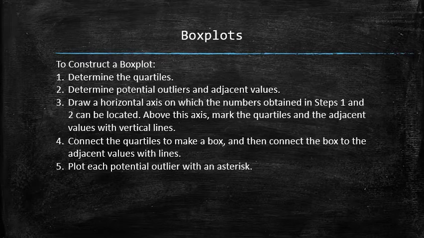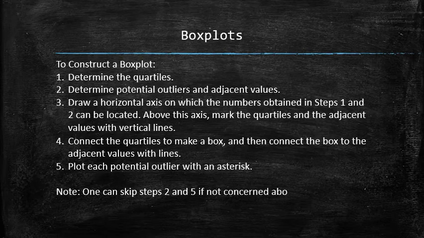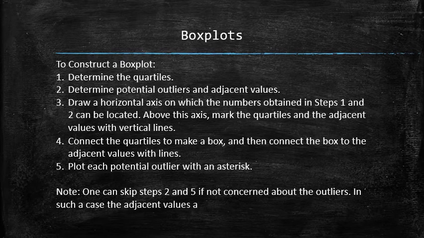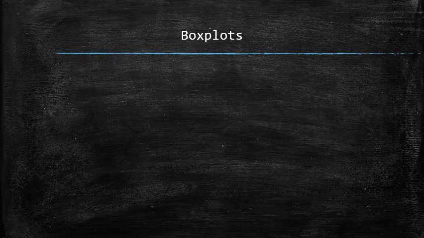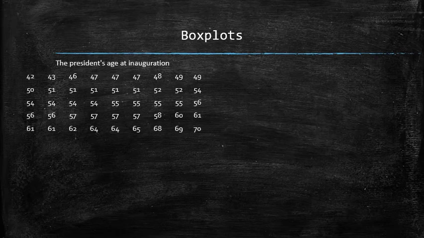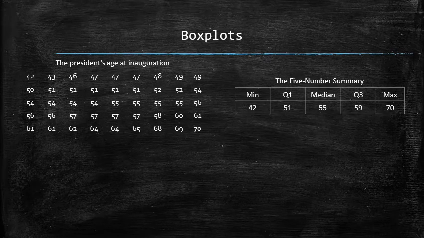Note that one can skip steps 2 and 5 if not concerned about outliers at all. In such a case, the adjacent values are the minimum and the maximum values in the 5-number summary. Let's construct the boxplot for the president's ages at inauguration, for which we already found the 5-number summary.